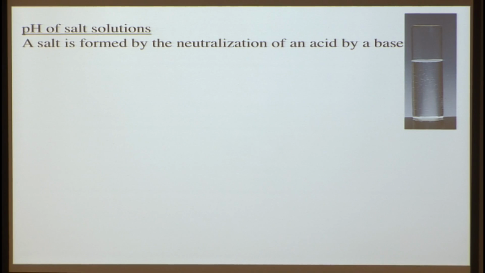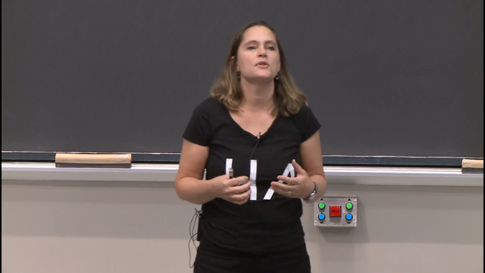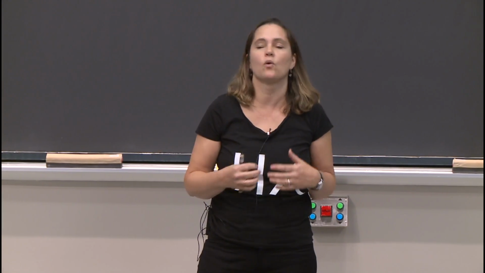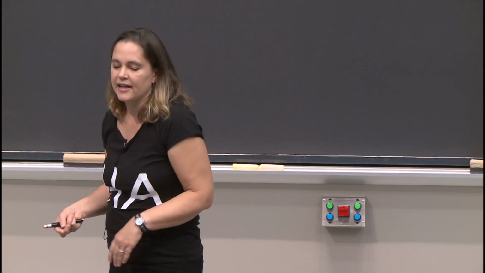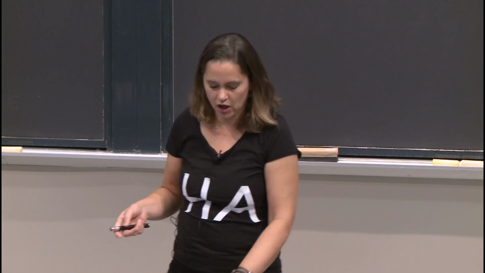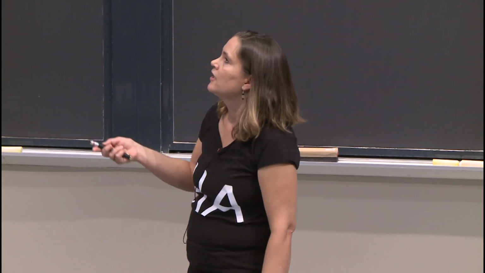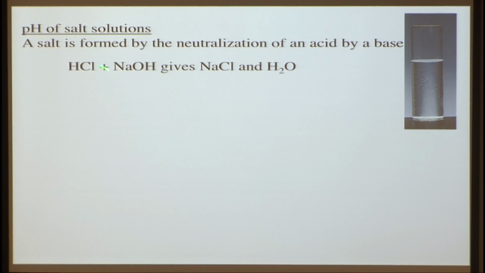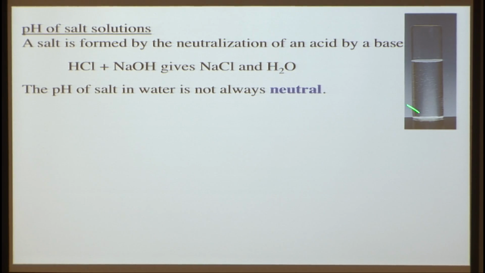So the pH of a salt solution is determined by what made that salt. A salt is formed when you neutralize an acid with a base or a base with an acid. Depending on what acid and which base were used and mixed together, the salt might have a different pH. An example here: if we had HCl and NaOH, that's going to give our friend table salt, NaCl, and water. The pH of the salt in water is not always neutral. In this case, it would be, but it's not always neutral.